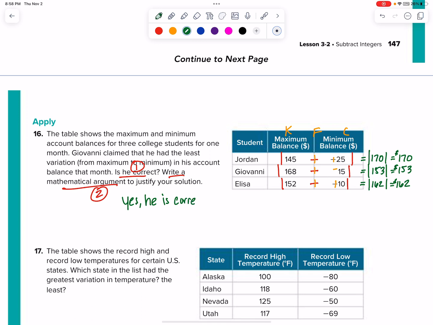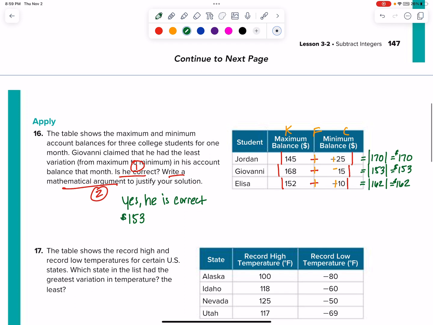He is correct. It says, write a mathematical argument to justify your solution. I mean, what? We have to prove that he's right? I mean, I guess a mathematical argument could be that $153 is less than $162, and $153 is less than $170. Not really sure what else they want. I mean, but that's one way to argue that he's correct. So there we go. Let's go with that.